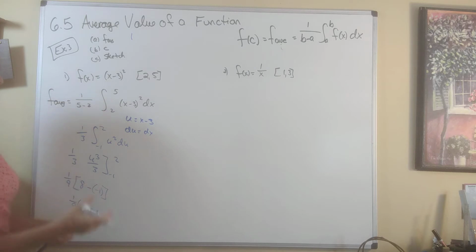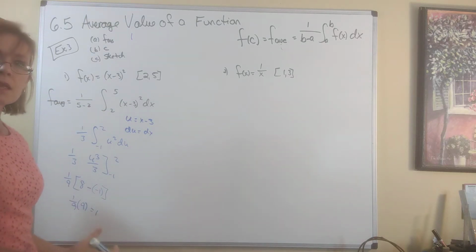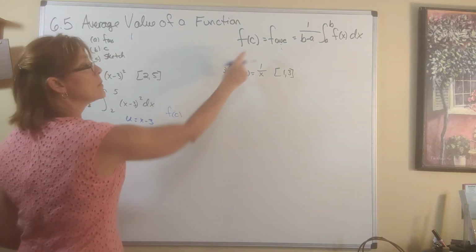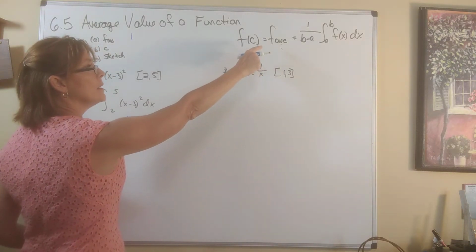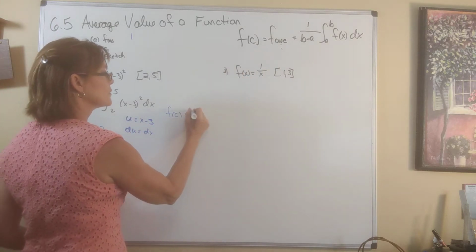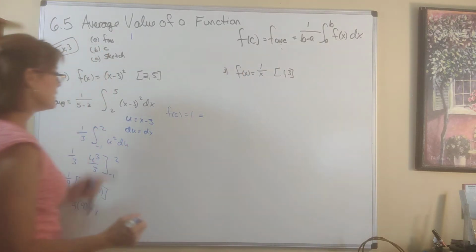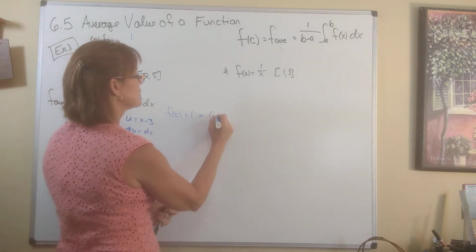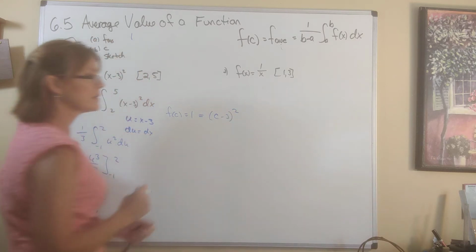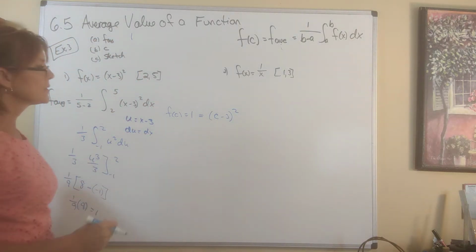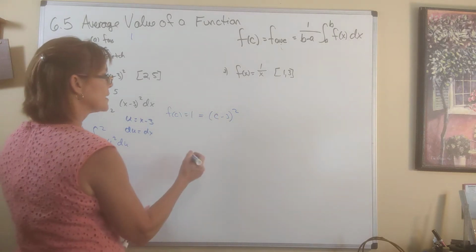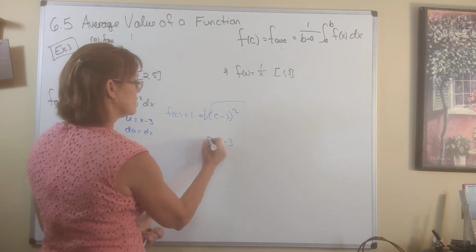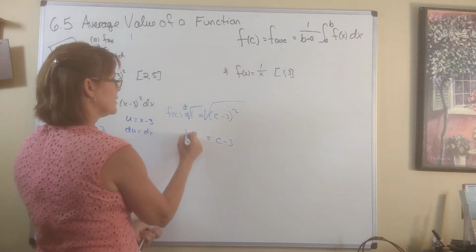Now we have to find the value of c that gives us this. So we'll say f of c. Remember, f of c is equal to the average value of the function. So f of c is equal to 1. And that is equal to this function at that value of c, so this is equal to (c minus 3) squared. Now we're going to solve for c here. Basically, take the square root of both sides. The square root of something squared is just the something, and that is equal to plus or minus the square root of 1, plus or minus 1.